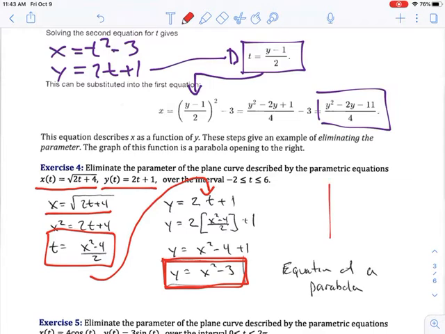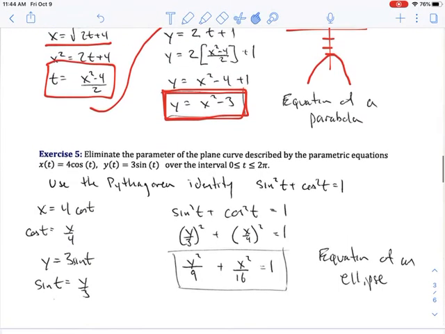So if we wanted, we could draw a quick sketch of that. It's going to look something like that. Whereas in parametric form, really had no idea what this graph was going to look like, because we have y as a function of t is linear, x as a function of t is a square root function, but when we eliminate the parameter, what we end up with is a simple parabola.